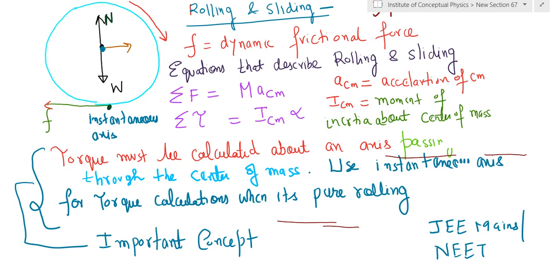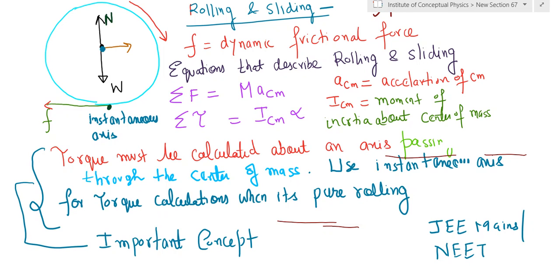Yeah, good morning. So this concept is now having rolling and sliding both. This is a case of a sphere which has the frictional force acting at the bottommost point between the surface of the sphere and the ground. And you can see there are two equations that describe the rolling and sliding both.